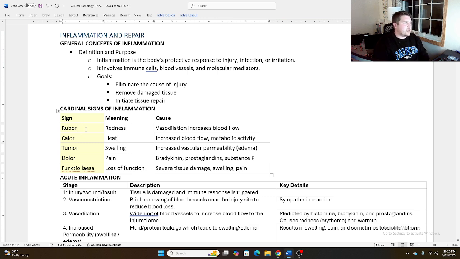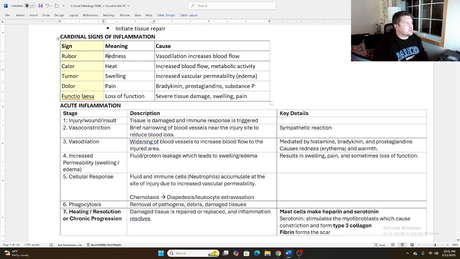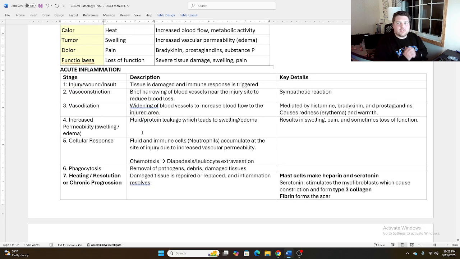They might also ask you to define some of these. According to the signs of inflammation, what is tumor? Tumor is swelling. Or they could reverse it: which of the following is the sign of inflammation for redness? That's rubor. So knowing the names specifically, as well as what they mean, is good for potential test questions.